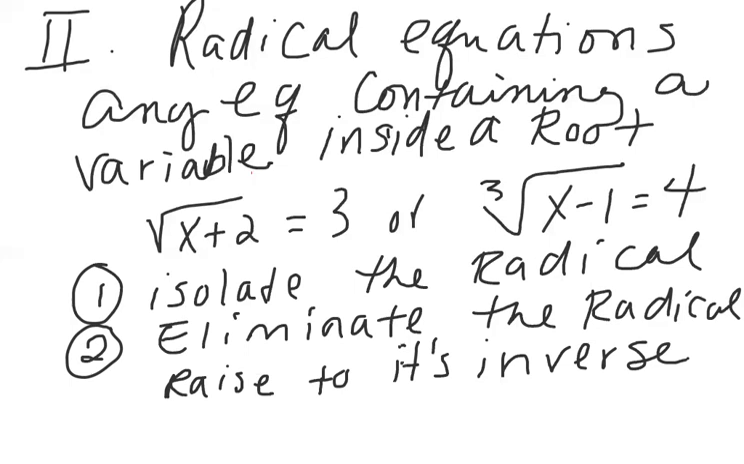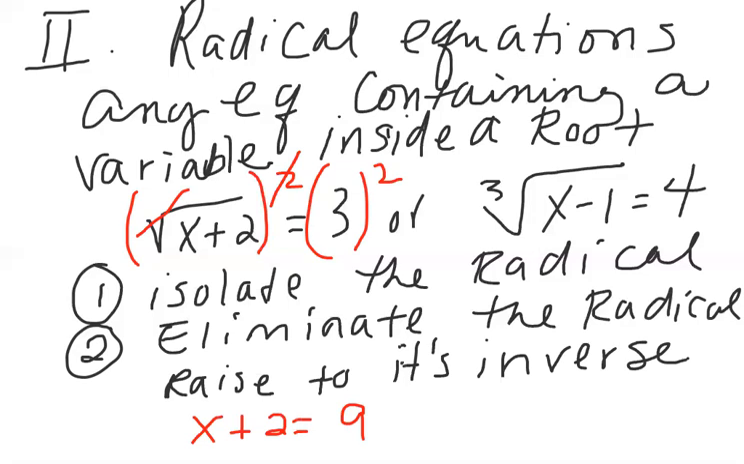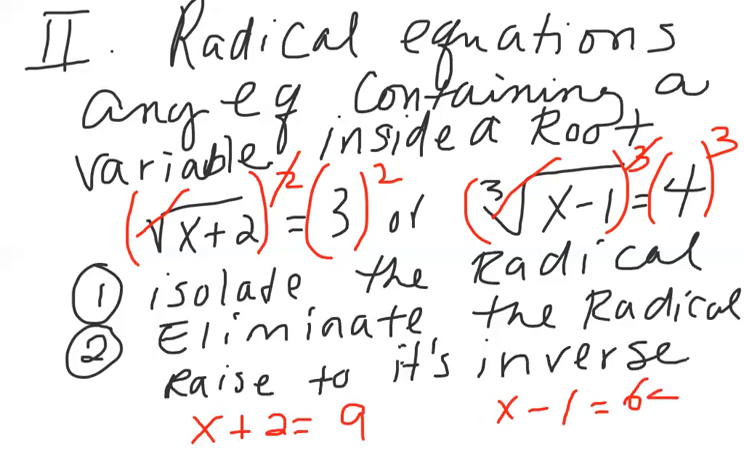So to get rid of it, we're going to do its inverse and square both sides. By doing this, the square cancels out the root, leaving you with x plus 2, and then 3 squared gives you 9. Now, the other one is a cube root, so its inverse would be the cube, or raise it to the third power. So you would go ahead and raise both sides to the third power. So the power would cancel out the root, leaving you with x minus 1 equals 64. That's what I mean by raising it to its inverse.